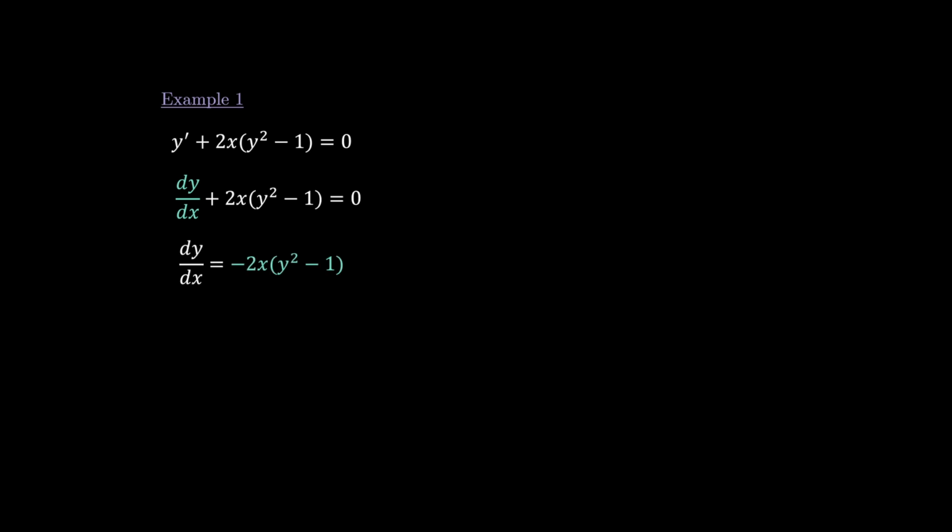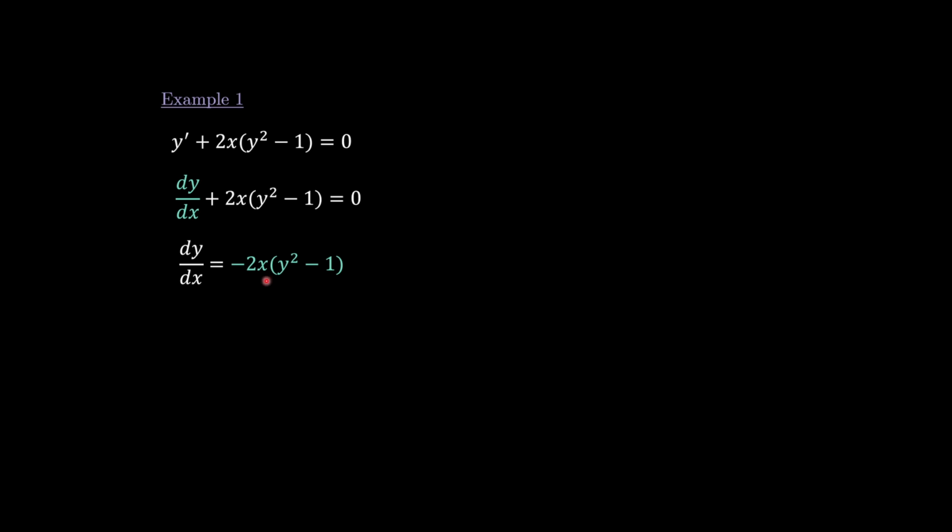Now for some examples. Example 1. y prime plus 2x times y squared minus 1 equals 0. Rewriting y prime as dy/dx, we subtract 2x times y squared minus 1 over, so we have dy/dx by itself. And now we can see how it's separable. We see the function of x, 2x, and we see the function of y, y squared minus 1. And like I said, imagine the invisible line separating them.